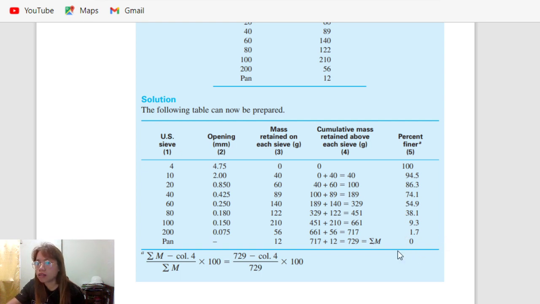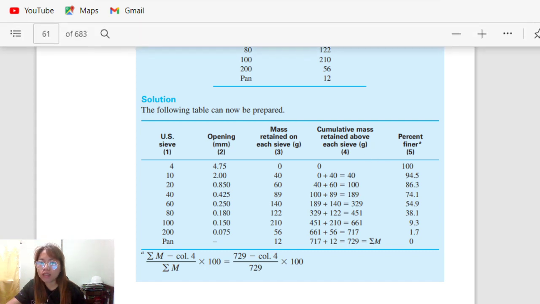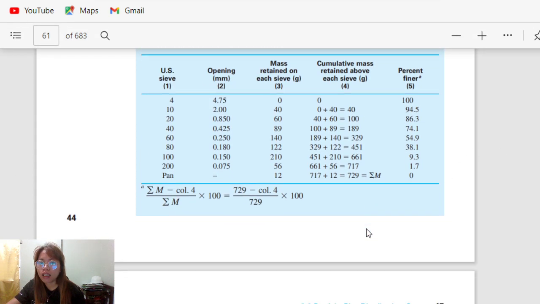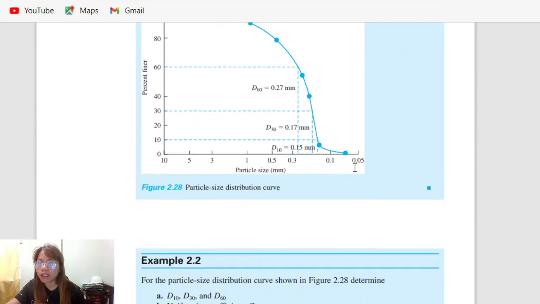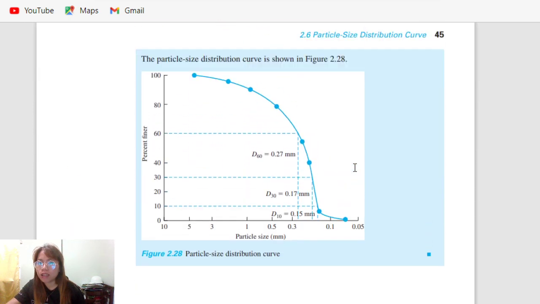Try to solve the column 5, so that you will be familiarized now with how to solve and how to prepare this table. And then, we will now construct a curve. So, the curve for this one is this one.